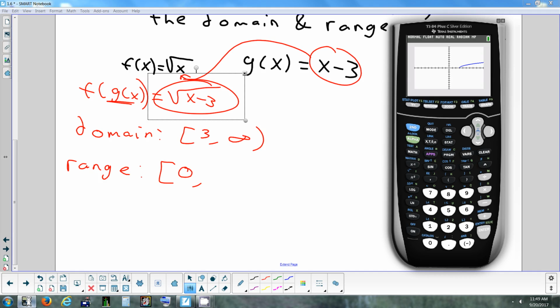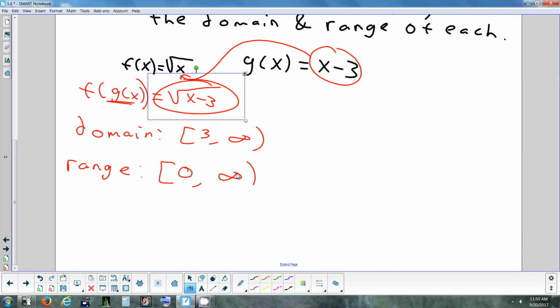To 3? Well, let's look further to the right and see if it goes above 3. Does it go above 3? Yeah. How high would it go if I just keep looking further and further? Forever. This graph is going to just keep going up, because as x gets bigger and bigger, you just keep taking the square root of a bigger and bigger number and getting a bigger and bigger answer. Okay. So there's your domain and range.